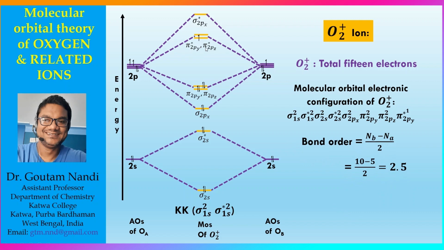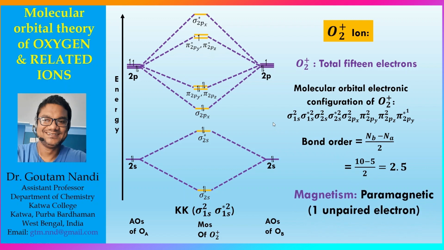Now in the diagram there is still one unpaired electron left. So the O2 plus ion will also be paramagnetic, but the magnetism will correspond to one unpaired electron. Earlier for O2 it corresponded to two unpaired electrons.